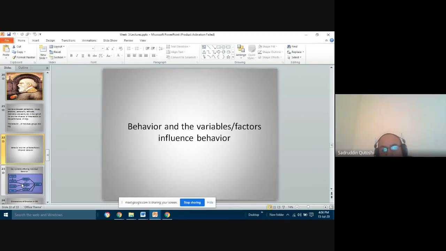Behavior and the variables, factors which influence behavior. So one thing is that you have a particular behavior. That is the individual behavior. That's a personal behavior, and that behavior is influenced by some variables. The variables which influence your behavior are very important to understand in the organizational setting, in the organizational culture. Otherwise, if the manager in the organization, the leadership in the organization, does not understand what kind of variables influence the behavior of individuals, the behavior of groups, and the behavior of the organization at all, it is very difficult for the organization to achieve its objectives.